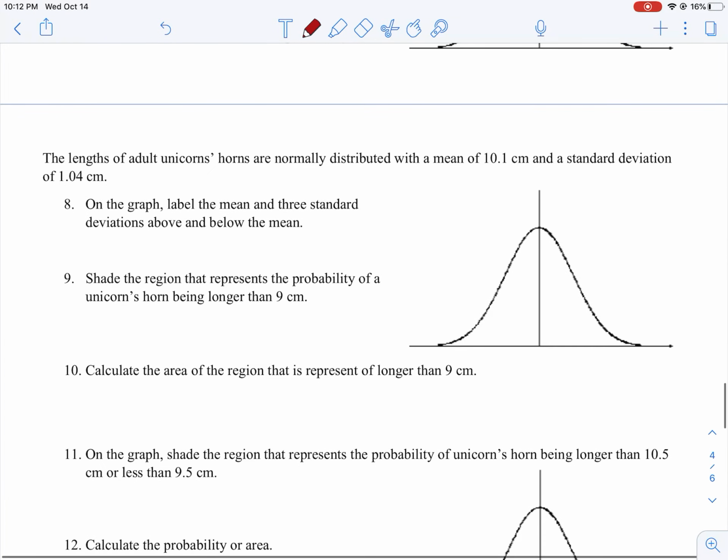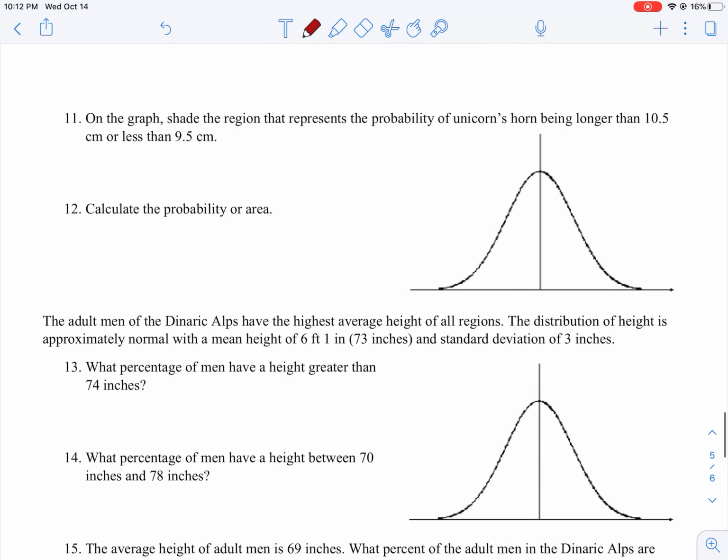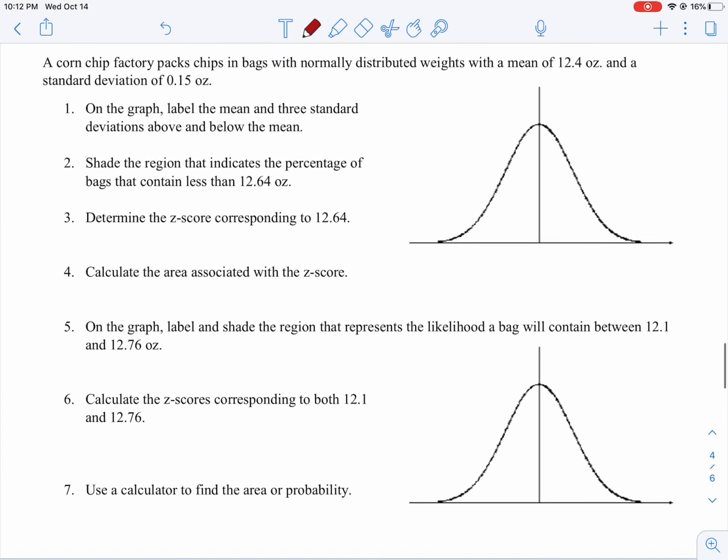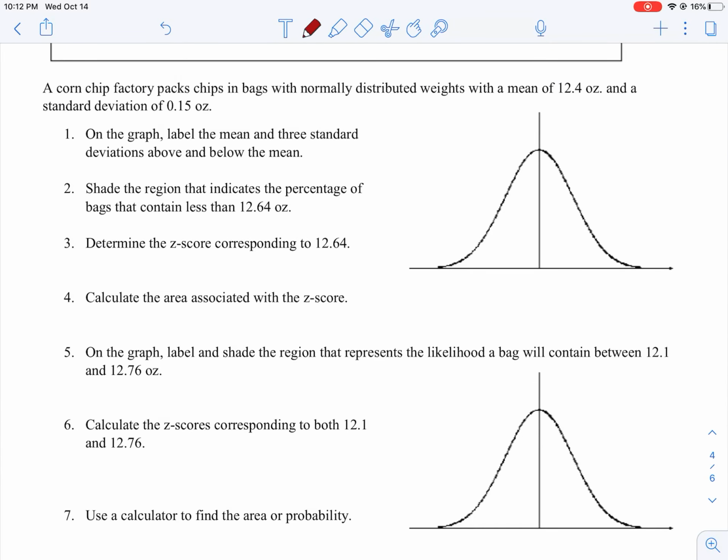But what if you're not given the z-scores? What if you're given actual values to go off of, right? So let's do this one right here. So let's say, for example, you were given this situation here where you're given the mean and you're given the standard deviation. But remember, we're standardizing this. So if I really wanted to do this, my values are 1, 2, and 3, and -1, -2, and -3. Okay, so I need to figure out where 12.64 is on this standardized curve.